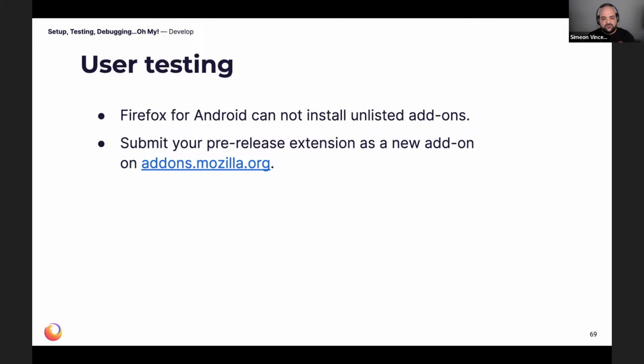So the way you can accommodate that is by submitting your pre-release version as a new add-on on addons.mozilla.org. When doing that, it's probably best to explicitly label it as a pre-release or beta or Android test or something. That way users have a better expectation of why this is separate and what they're getting into when they go to install it. And with that, I'd like to open it up to Q&A.